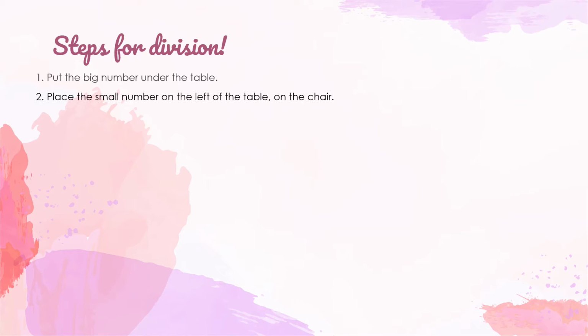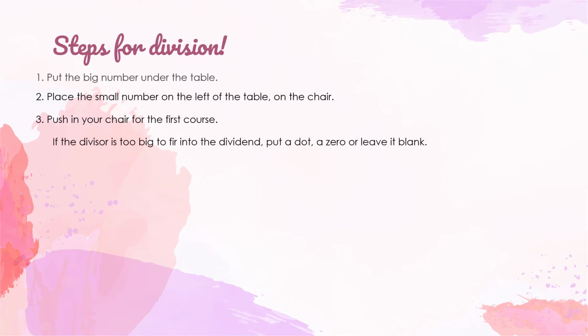I'm going to remind you about the steps for division. So step number 1, we put the big number under the table. Step number 2, we place the small number on the left of the table. We call this number the chair. Step 3, you're going to imagine that you are eating a 3-course or 4-course meal when you are dividing. So you're going to push your chair in for the first course.